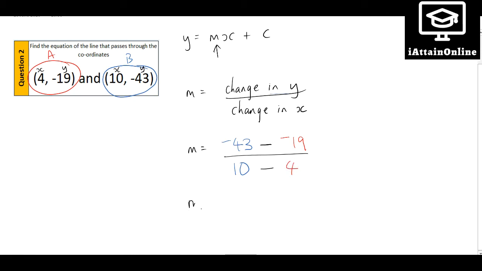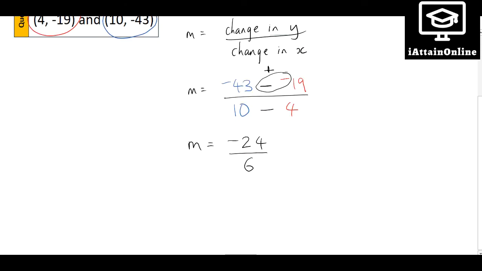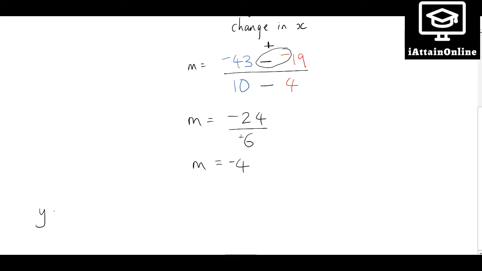Now if I tidy that bit up a little bit, be careful here, because remember, when I have two signs next to each other like this, this actually becomes a plus. So you're doing negative 43 and you're adding 19 to that to give you negative 24, and we're dividing that by 10 take away 4 equals 6. So 24 divided by 6 is going to be 4, but remember, a negative divided by a positive comes out as a negative. So this tells me that my equation is going to be in the form y equals negative 4x plus c.